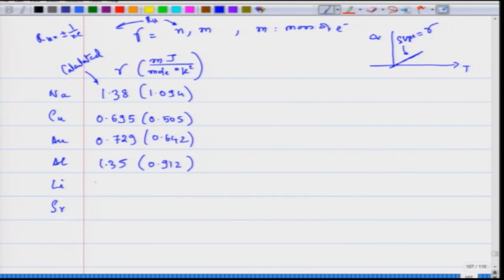There are materials like lithium where it is 1.63 and it is 0.749, more than 50% difference. There is a significant difference between the theoretical value and the experimentally measured value. Strontium, 3.6 and it is 1.790.